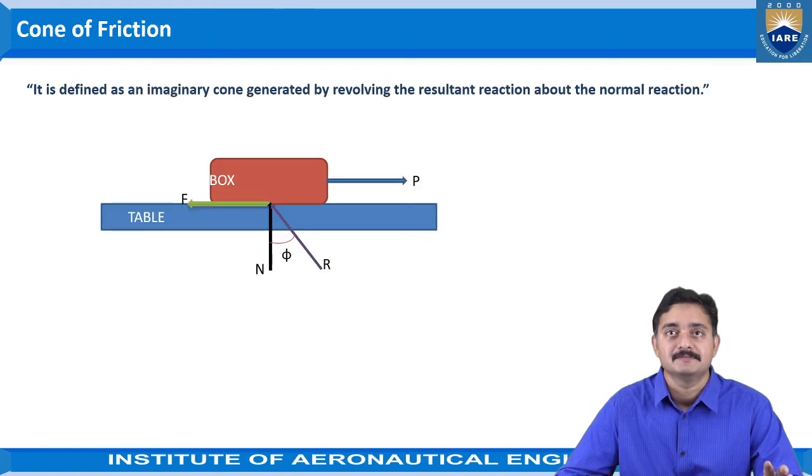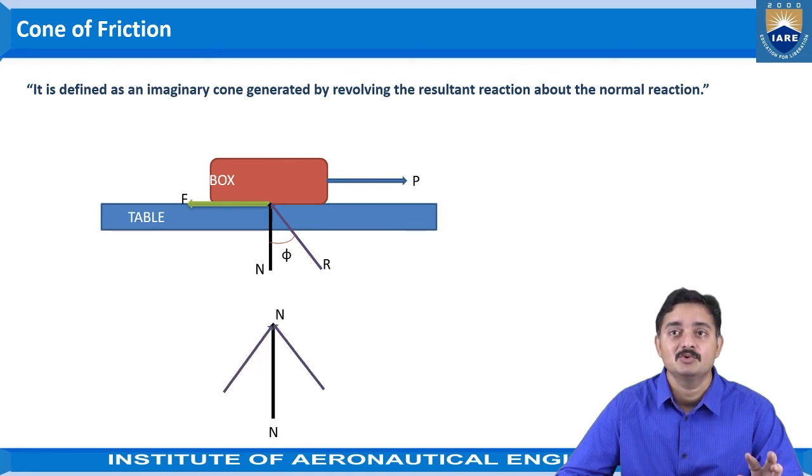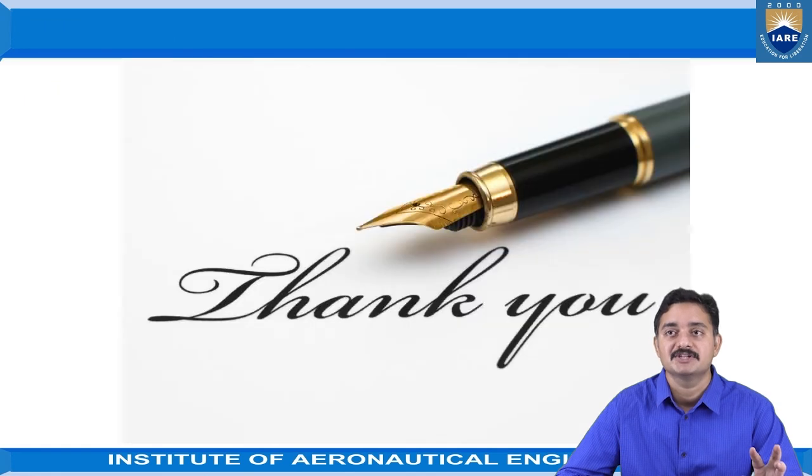And now cone of friction. It is defined as an imaginary cone generated by revolving the resultant reaction about the normal reaction. As we have considered in the initial example where the box is placed on the table and a force P is applied, here you can observe the normal reaction and resultant reaction, which have an inclination of phi. When this resultant reaction is rotated through 360 degrees about the normal reaction, then what happens? An imaginary cone forms. This imaginary cone is called the cone of friction.